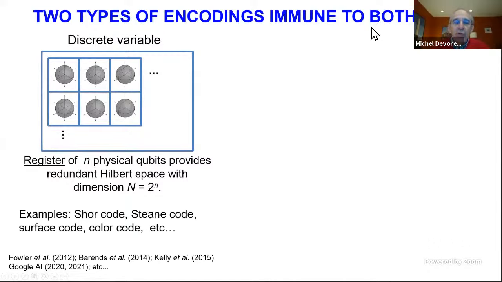And there are two types to introduce the kind of architecture we are interested in at Yale. I need to distinguish two types of architecture. There is the discrete variable architecture, which is based on a register of n physical qubits, which provides a redundant Hilbert space with dimension N equals 2 to the n, little n. And well-known examples of these are the Shor codes, Steane code, surface code, color code, and so on.